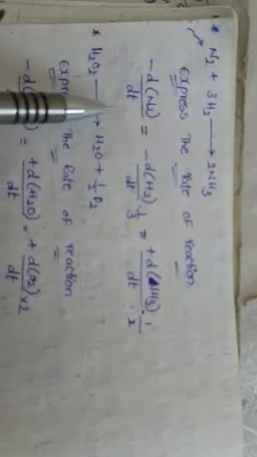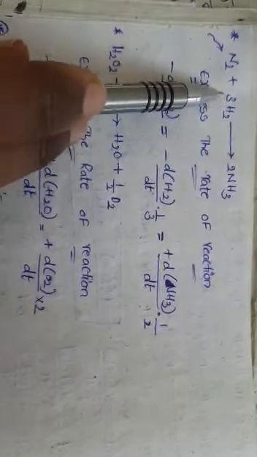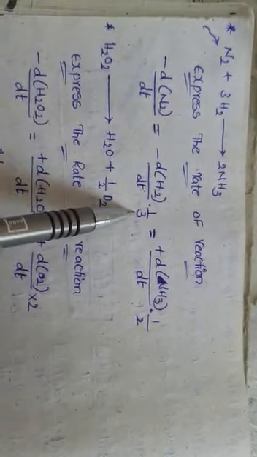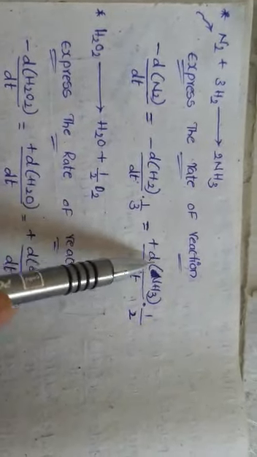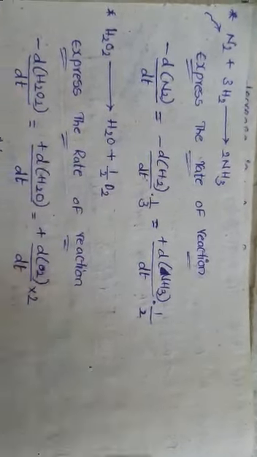So the overall rate expression for the ammonia formation reaction is: minus d of N2 by dt equals minus d of H2 by dt into 1 by 3, so the stoichiometric moles come to the denominator, equals d of ammonia by dt into half. So these values come under the denominator.